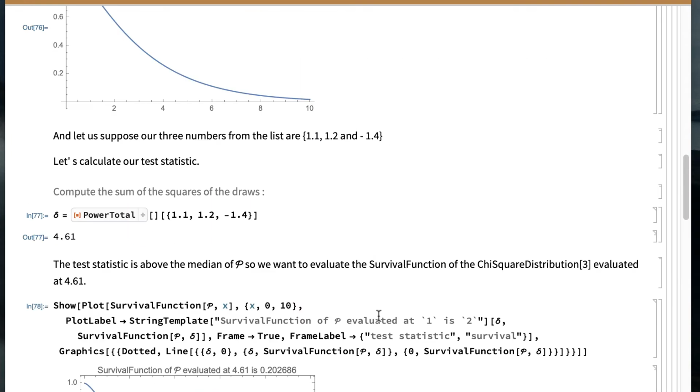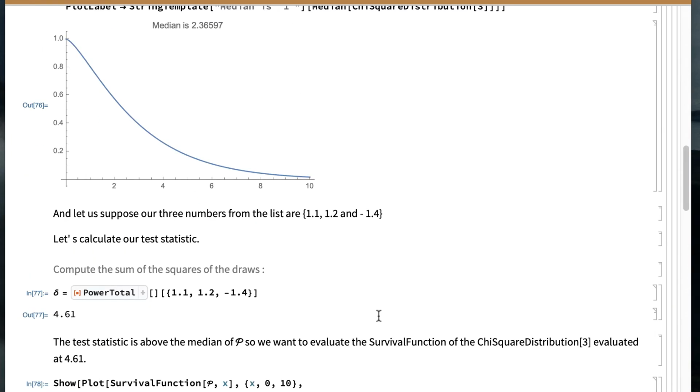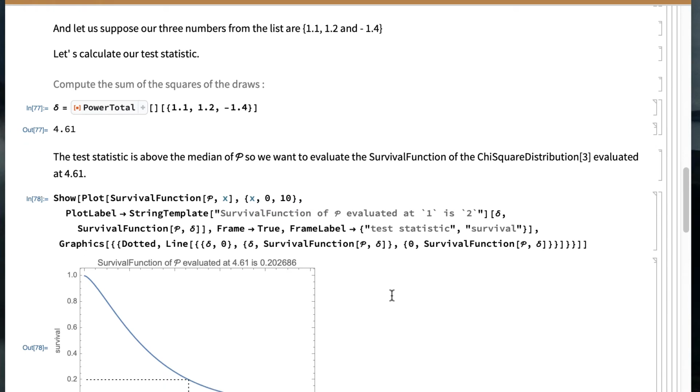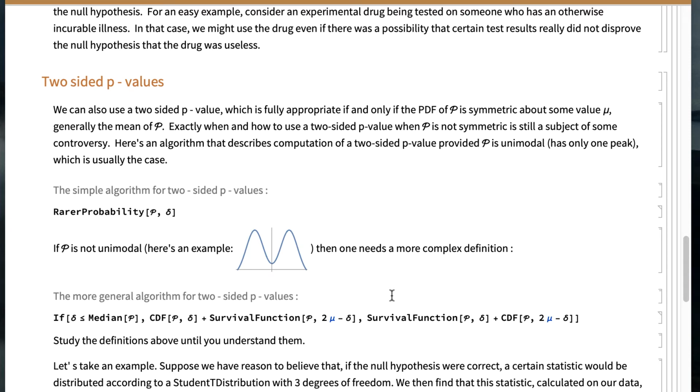So we figured out what our test statistic would be. I'm not saying this was a particularly good test statistic, I'm just saying it's one that we picked. We calculated a survival function, and we calculated what our statistic was for our own data. And from that, we made a conclusion that we can't really disprove the null hypothesis that this data is drawn from N(0,1). Okay? All right.